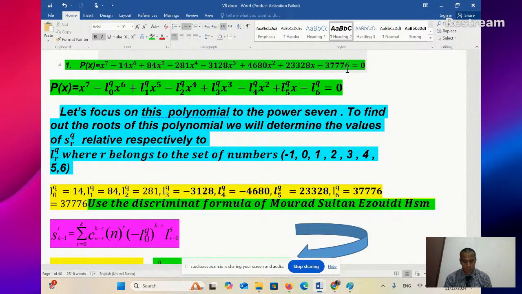So try to solve this. Prepare your papers, your sheets and your calculators like your mathematical teacher Murad Sultan Ezouidi is doing, so that you can check at the same time when he gives you the roots, the exact roots with no estimation or approximation method. The roots will give you the exact value for this polynomial to the power 7.